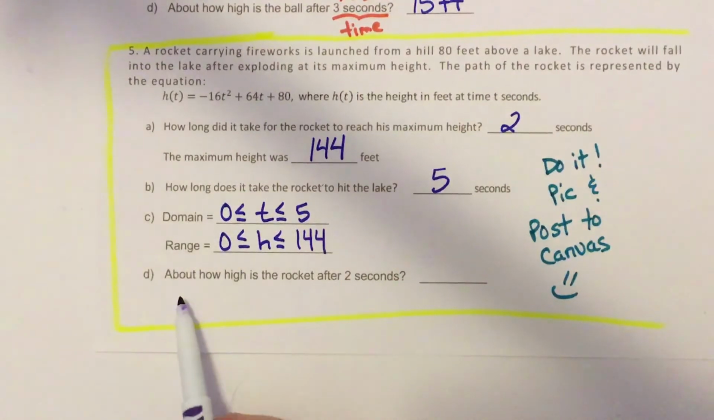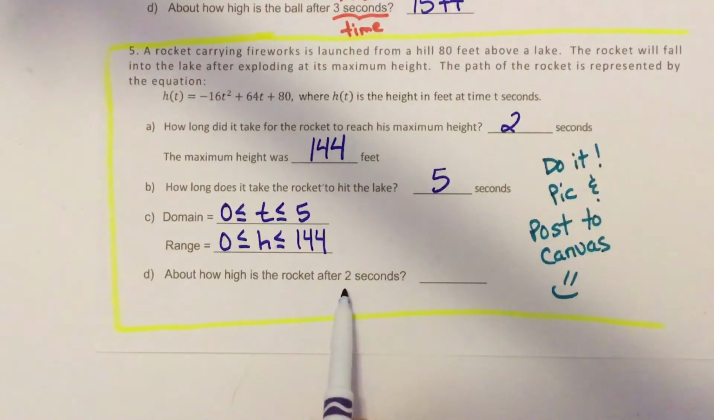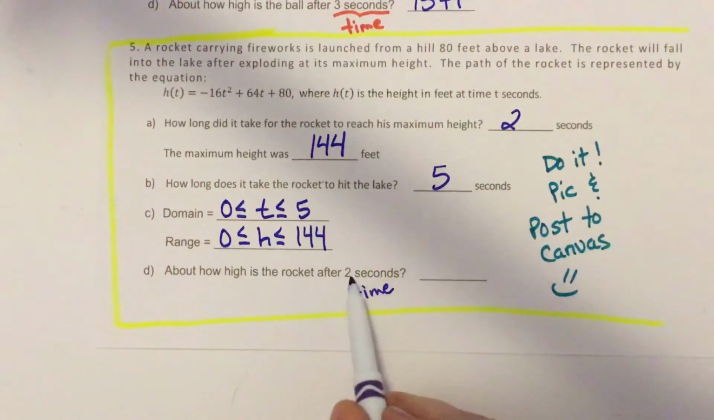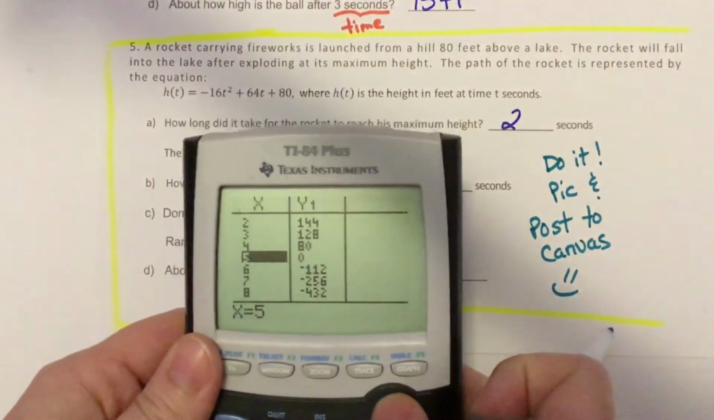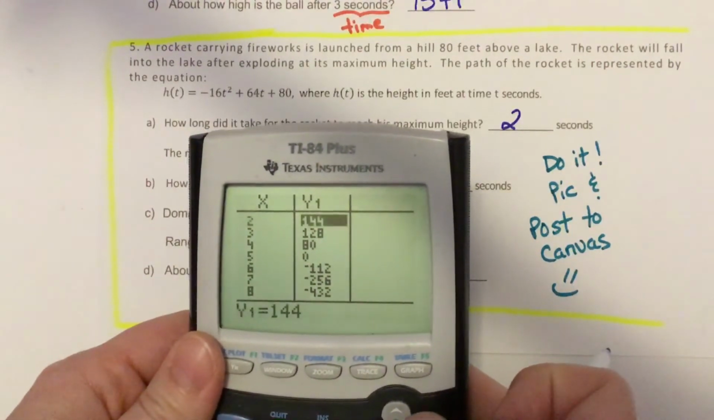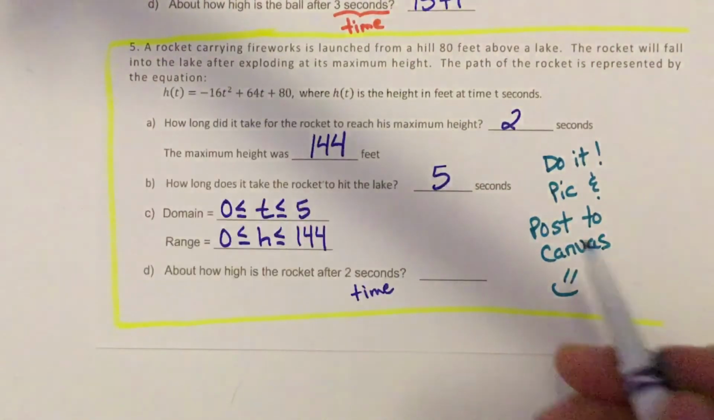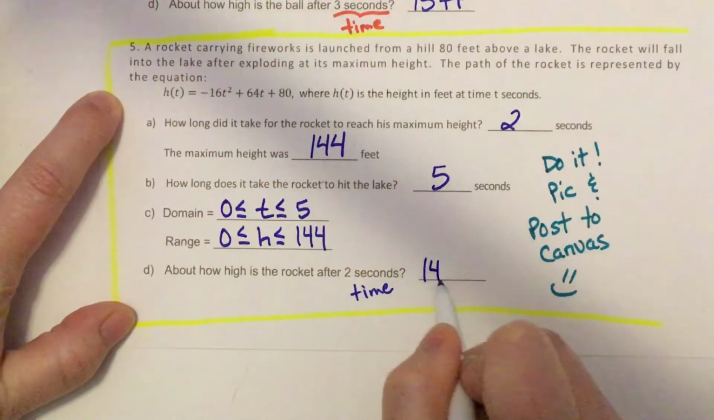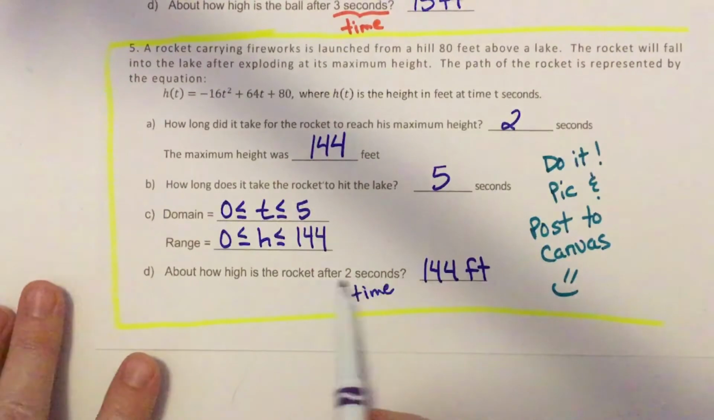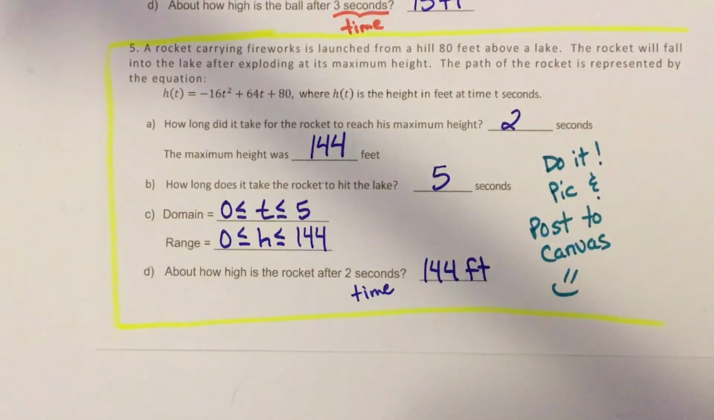And the last question says, how high is the rocket after 2 seconds? Well, this is time, so I'm going to look for 2 in the x column. And when I look for 2 in the x column, who do I see? Beep-a-da-doo, 144. And that is my answer to that. So it's going to be 144 feet in the air after 2 seconds. So that's number 5 that I asked you to do for me yesterday.